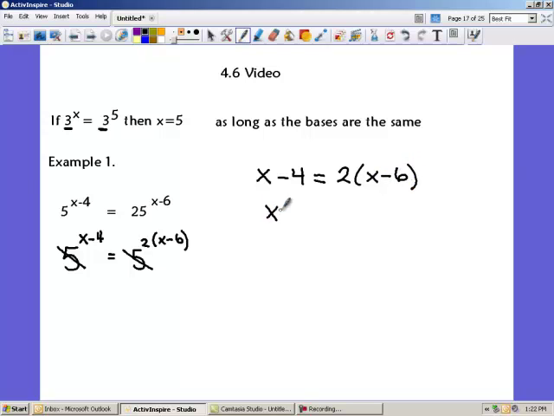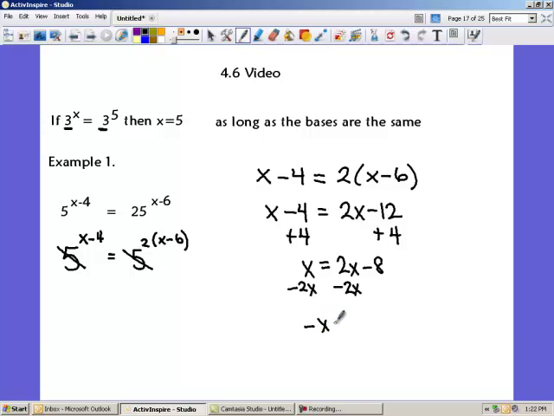Okay, we're going to distribute the 2 to everything. And then we're going to solve algebraically. So we're going to add 4. Minus the 2x. Divide by negative 1. So x equals 8.